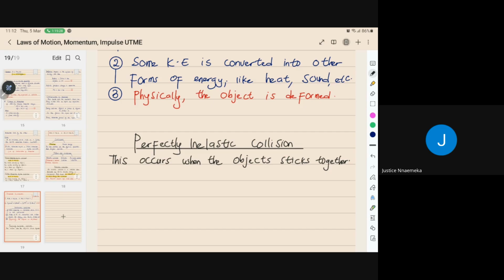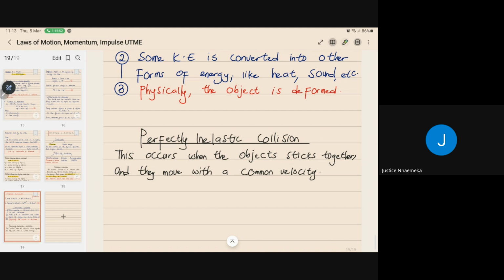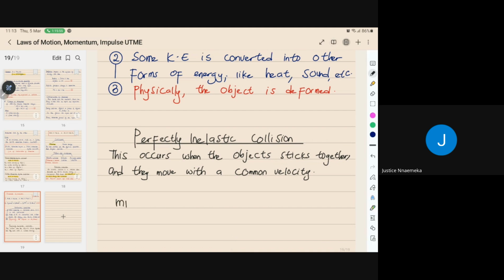The object sticks together, right? Comma, and they move. All right. So what we'll have here, we'll have M1 U1 plus M2 U2 will now be equal to, take note, M1 plus M2 multiplied by V.